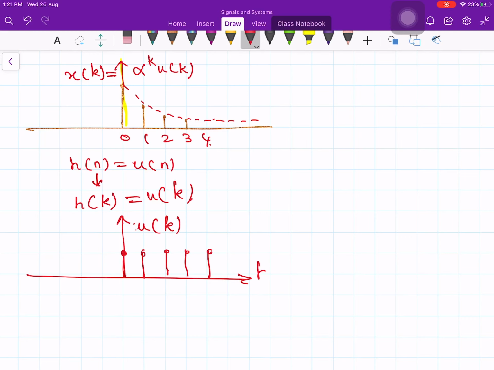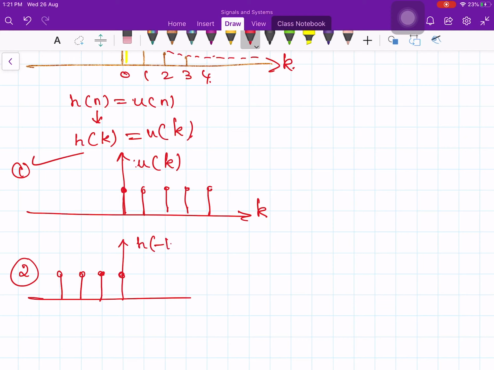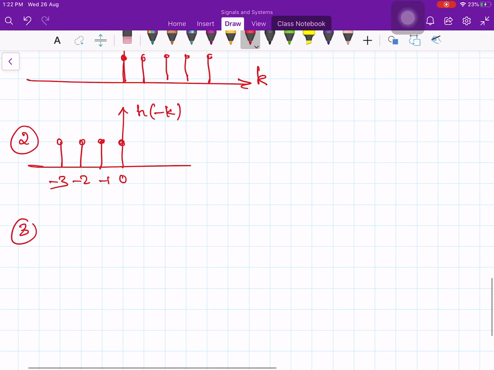Now this is a first step. So first step is over. What is the second step? Fold the signal. So like this. This is h of minus k, 0, minus 1, minus 2, minus 3. Second step is over. What is the third step? Shift the folded sequence. So h of n minus k.